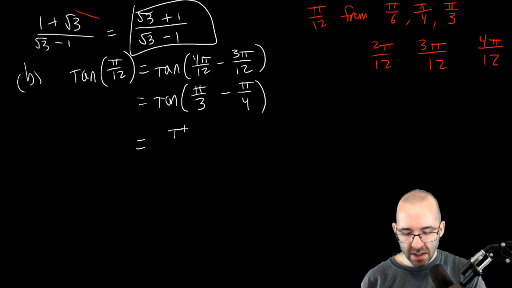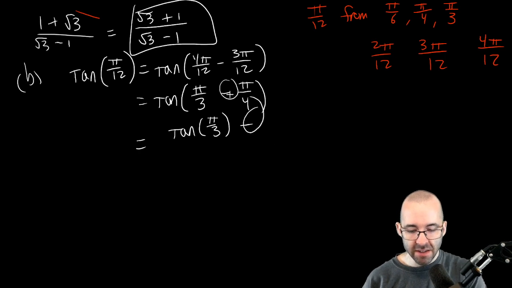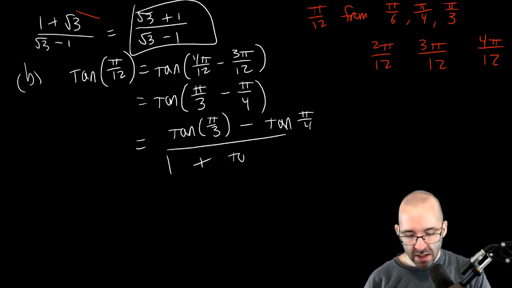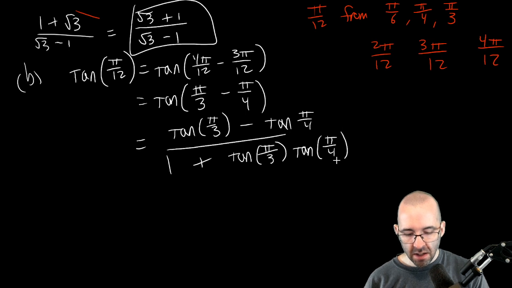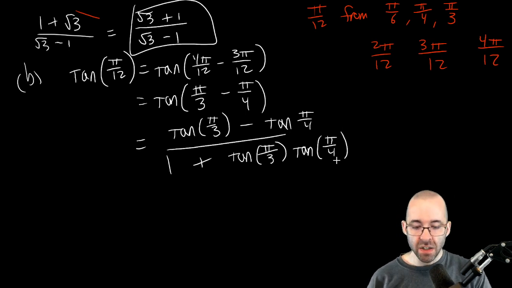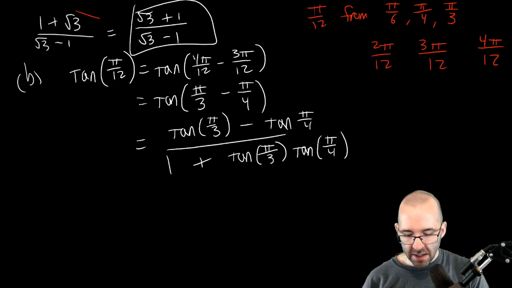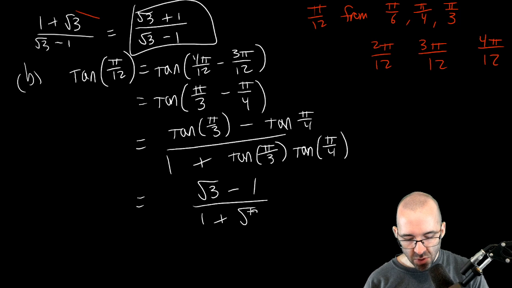And now we use the formula. Tangent of the first, same sign, minus, tangent of the second, divided by 1 plus, opposite sign here, tangent of the first, tangent of the second. Just like before, tangent of pi over 4 is 1. Tangent of pi over 3 is going to be root 3. That's this angle over here. Okay, so square root of 3 is one of these, and 1 is the other. We get square root 3 minus 1 over 1 plus square root 3.